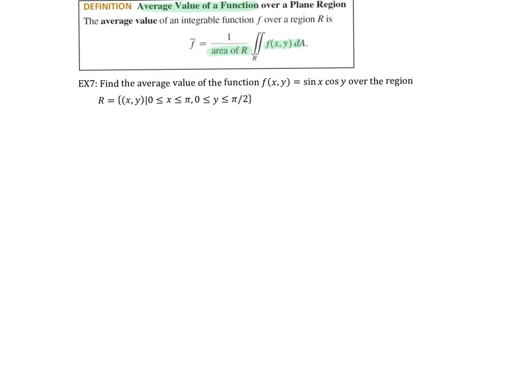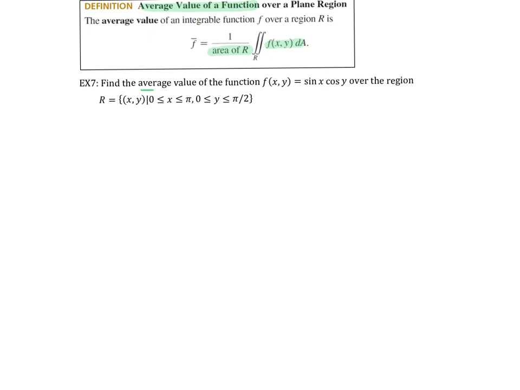In example 7, it says, find the average value of the function. The function is two variables, x and y. So that tells me if I want to find the average value of the function, I'm going to use a double integral, but I have to divide it by the area of the region. The region is rectangular, so the area is simply the length of the x times the length of the y, because an area of a rectangle is length times width.